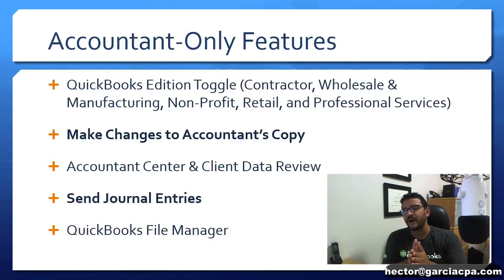Now, these two features are part of 6 exclusive features that are only available in the Accountant Edition of QuickBooks, such as the ability to toggle QuickBooks editions, so your QuickBooks file looks exactly like the client's. If they happen to have Premier Contractor Edition or Non-Profit Edition, or a wholesale and manufacturing edition, whatever they happen to have, you can toggle with your Accountant Edition so yours looks exactly like your client's.